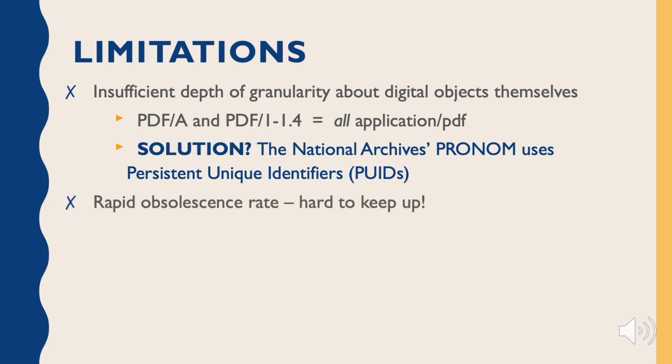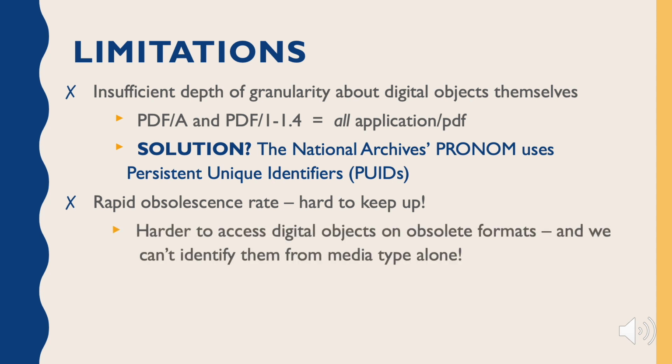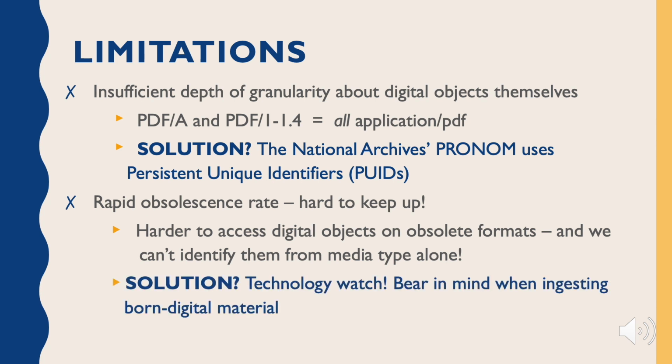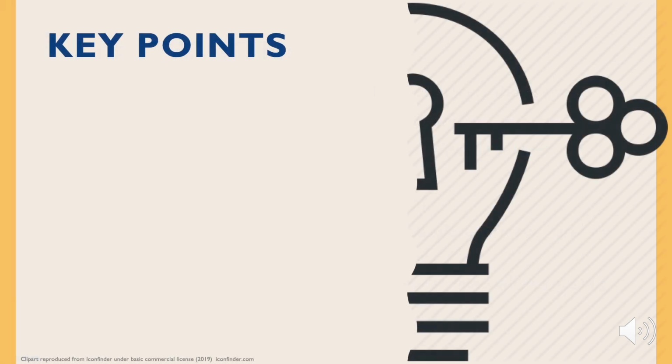We should also keep in mind that file formats are constantly changing, growing obsolete, or being replaced, which makes it harder to access digital objects as they age. The lack of granularity provided in media types means we can't rely on them as unique identifiers for obscure or obsolete file formats. So, we have to keep an eye on changing technology and always bear file formats in mind when we ingest born digital material.